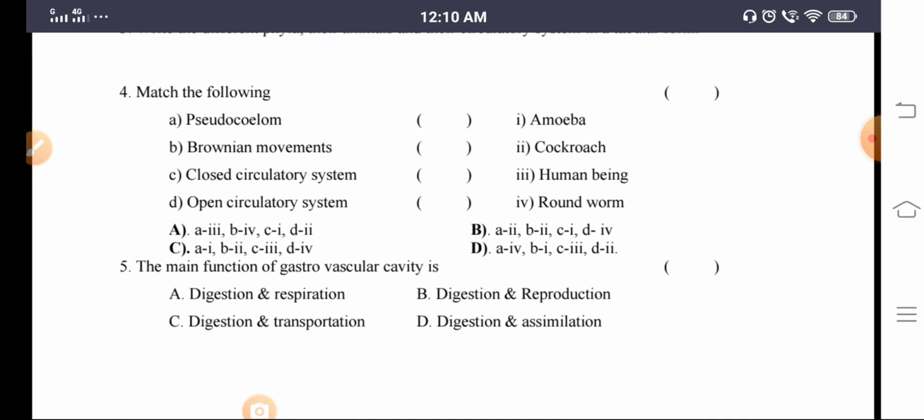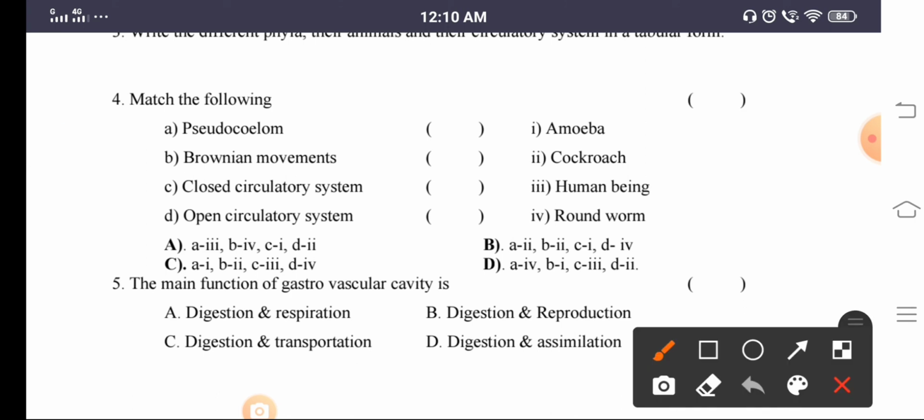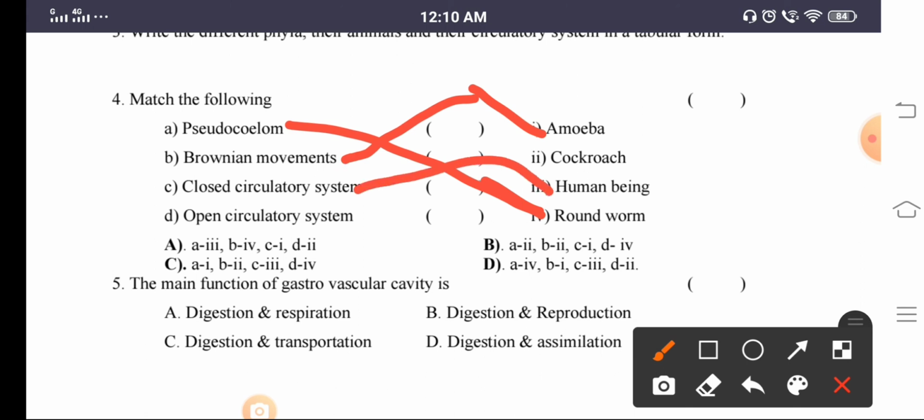Now let us answer the fourth question. Here match the following given. Pseudocoelom, where we can see pseudocoelom, we can see roundworm. Brownian movements we can see amoeba, so the answer is like this: pseudocoelom, roundworm, amoeba, Brownian movements. Closed circulatory system, human being. Open circulatory system, cockroach. So the answer you can see easily is A for 4. This is the right answer.